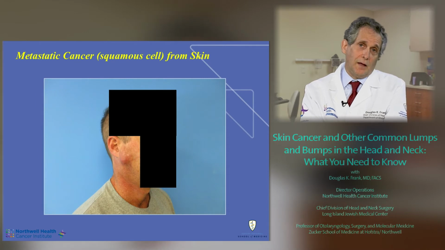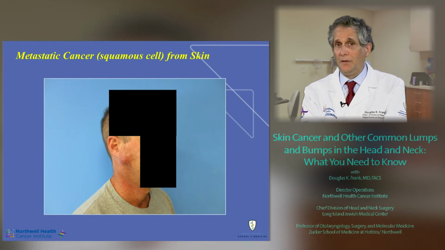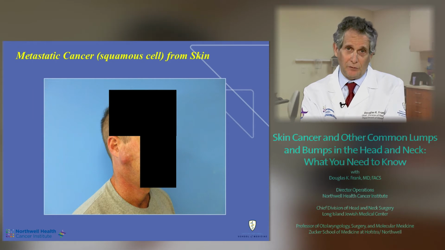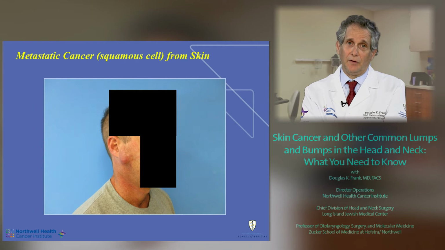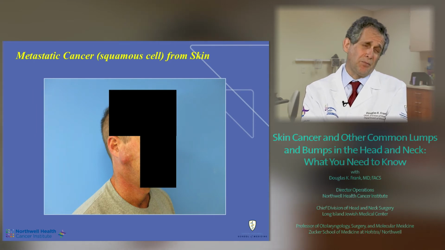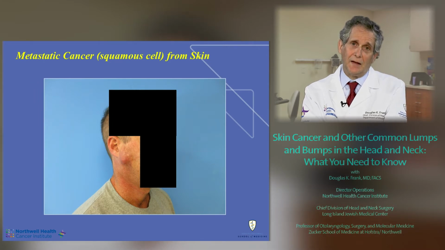Squamous cancer, particularly when it presents in the head and neck, unlike basal cell cancer, has the ability, when it's advanced, to spread to the lymph nodes. In this particular patient, this patient had an advanced skin cancer on his temple that was treated about a year before he popped up with this lump in his upper neck underneath his ear. What this lump represents is spread of that skin cancer to the lymph nodes in his upper neck. And that lymph node spread began to ulcerate through the skin.